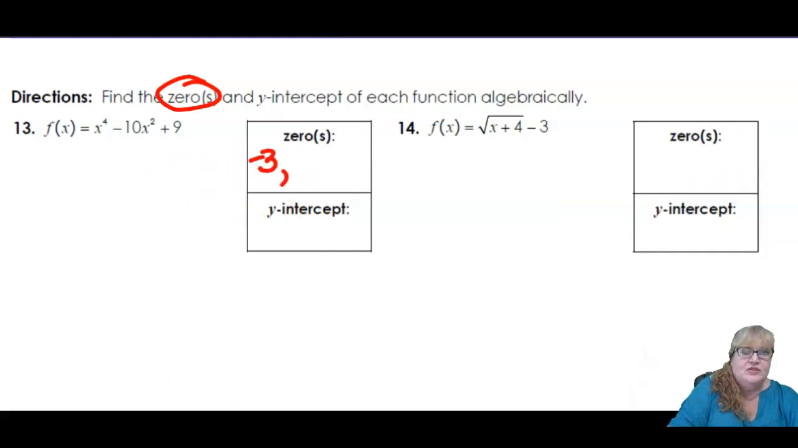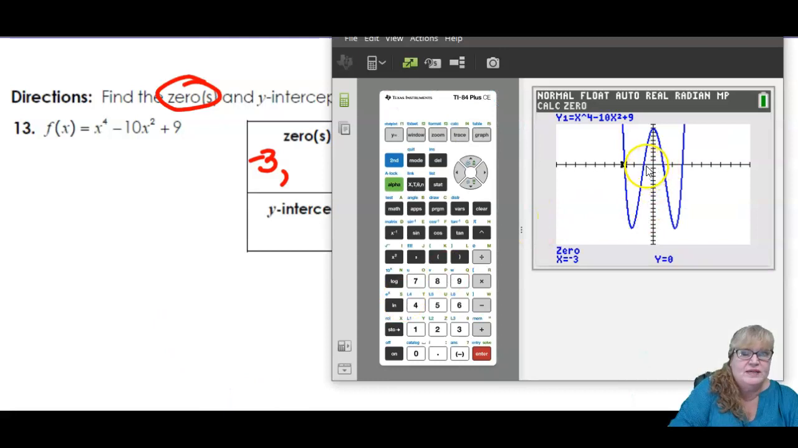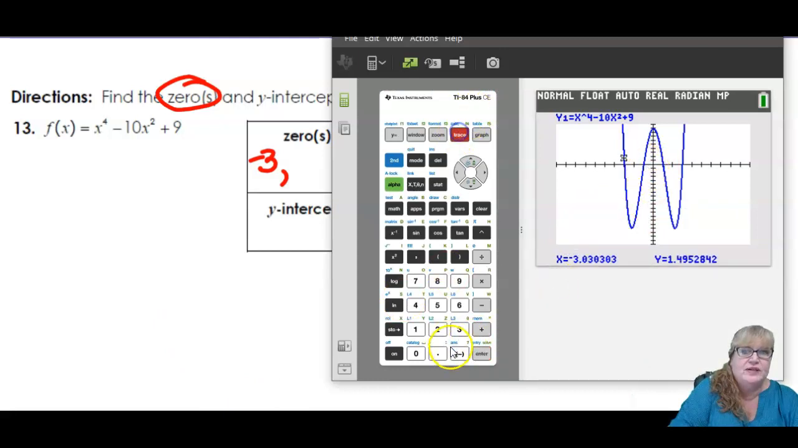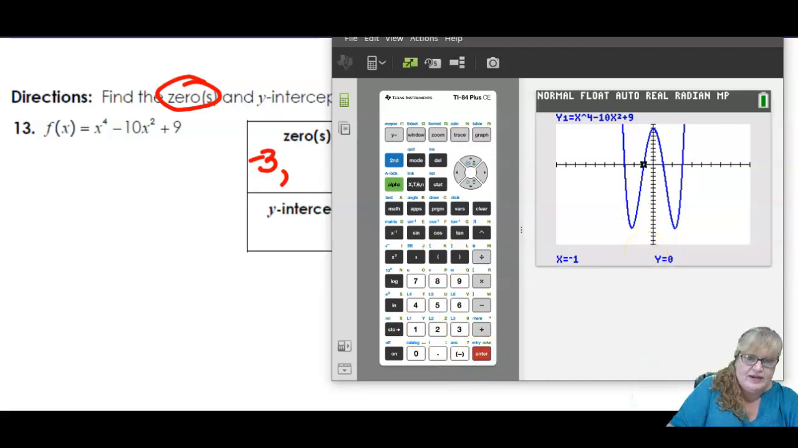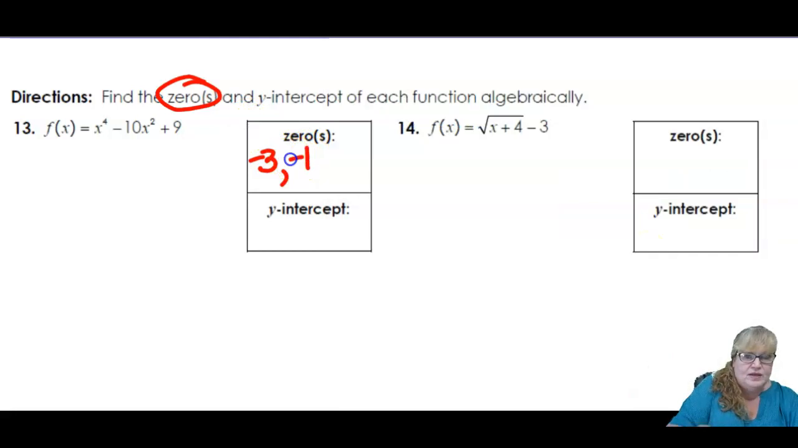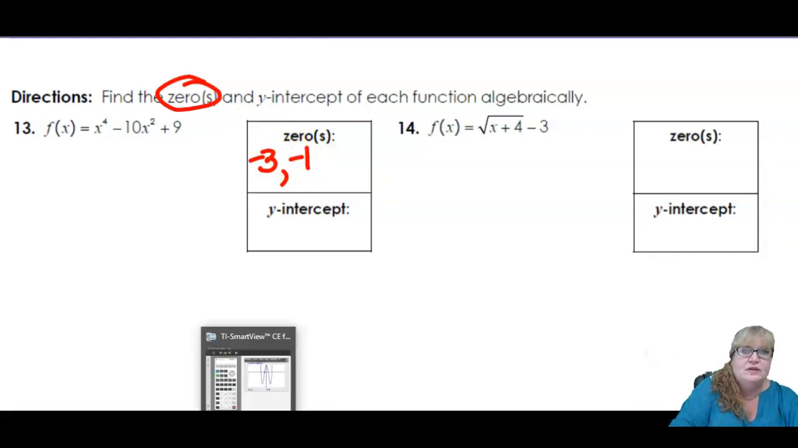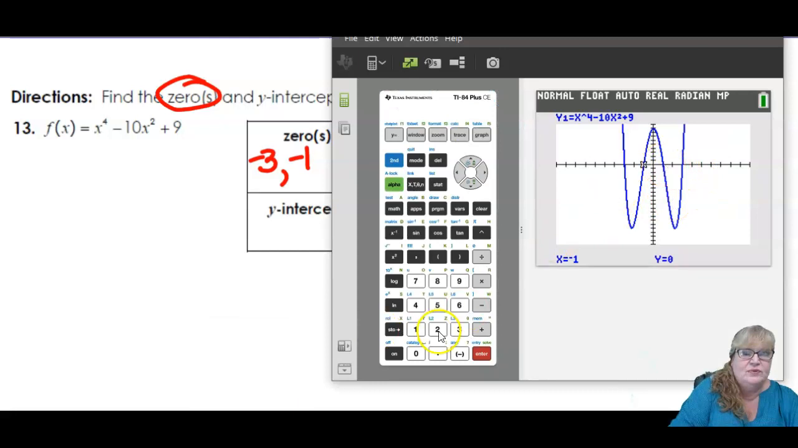Now, I'm going to cheat. If you think this one is at -1, you can literally type trace -1. How can you tell if it's exactly a zero? The y value will say 0, so it has one at -1. It also appears to have one over here at +1, which when I type trace, it does show up at 0 and at 3.